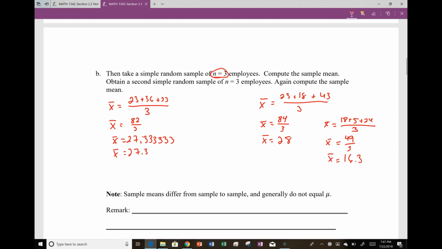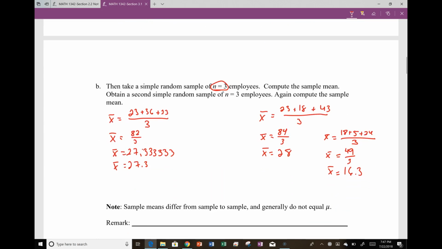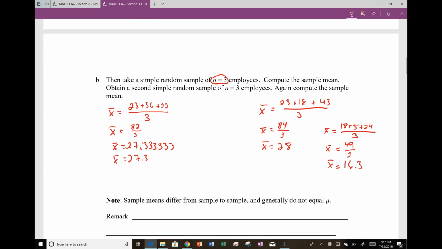Notice I have a wide variety of sample means. The thing about sample means is it is only the fact that we took it from a sample of the population. Notice they are not our population mean. They're somewhere around there, but they're not going to be. Sample means differ from sample to sample. Exactly what I showed here. They generally do not equal the population mean because the population mean took into account all values. The samples just took into account some.